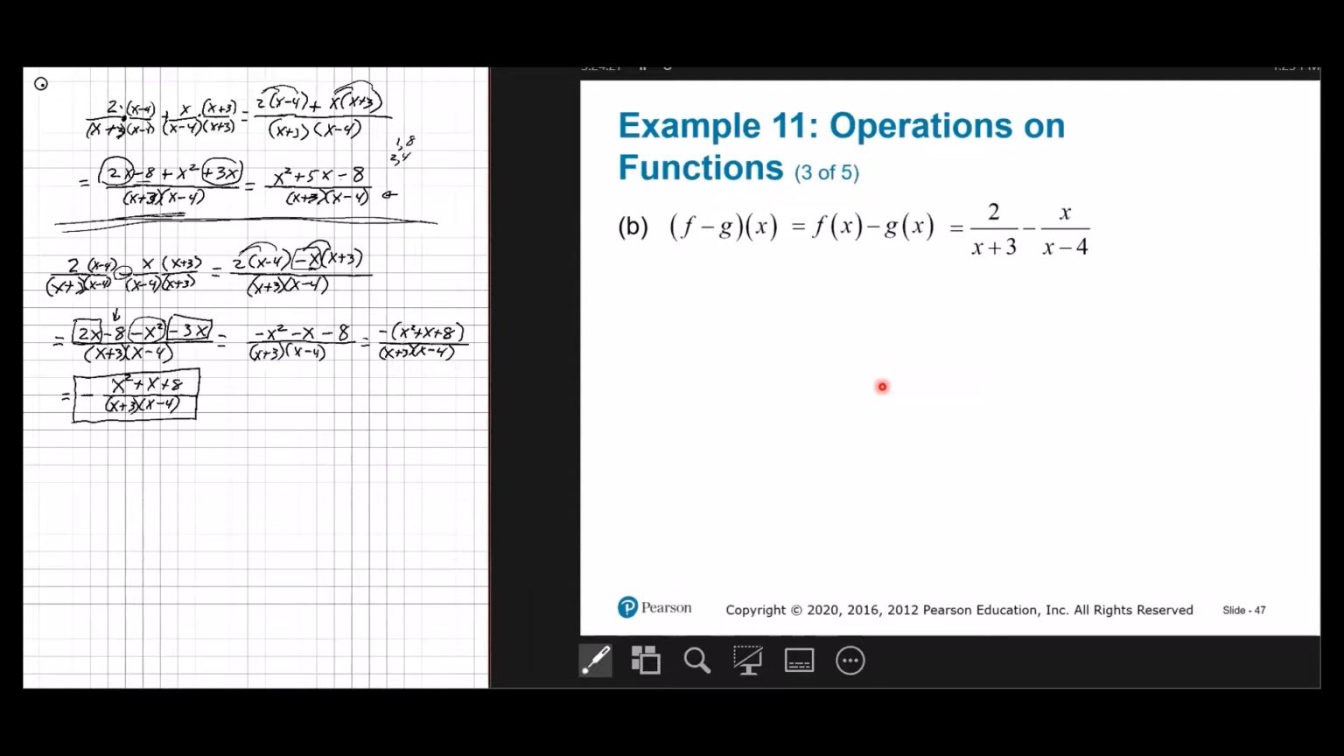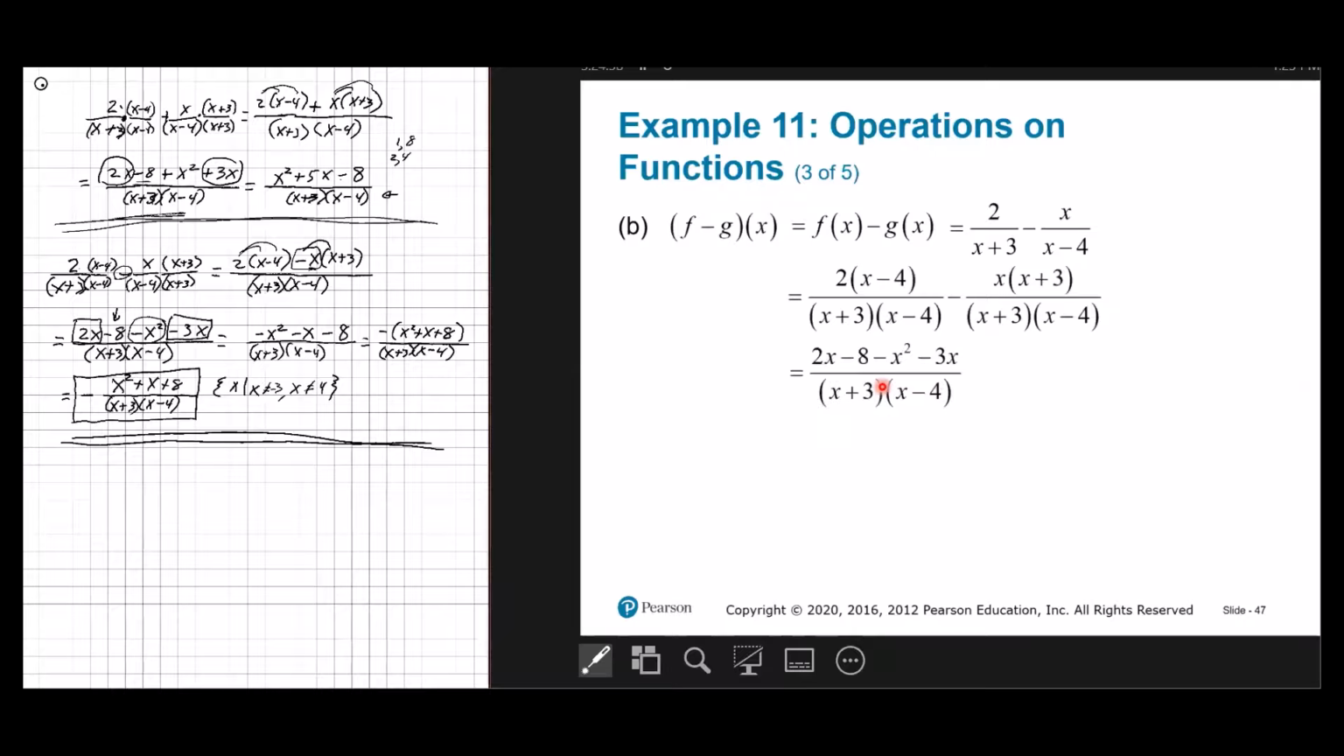The domain is x is not -3 and x is not 4. And so that's the condition that x has to meet to be in the set. X cannot be -3 and x cannot be +4. So that's my domain. And they go through the exact same process. Okay.